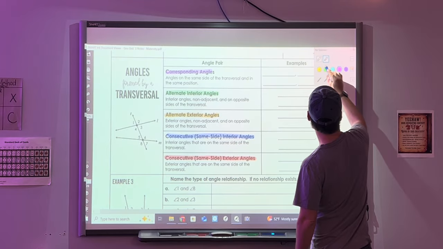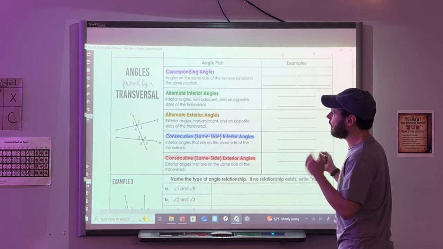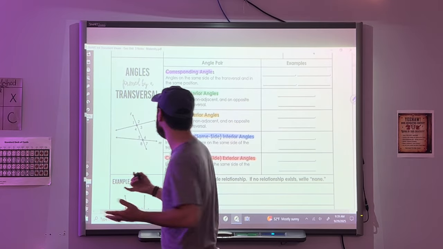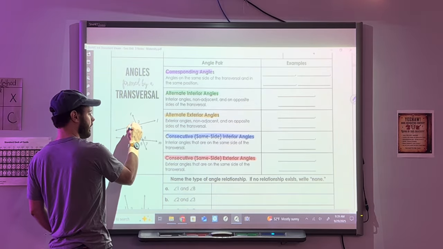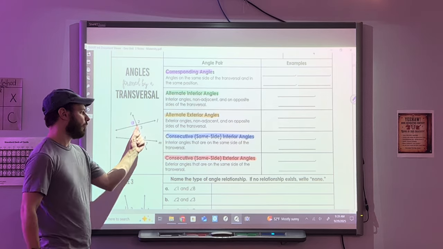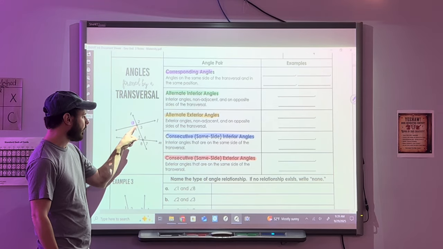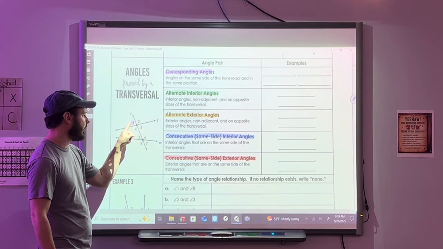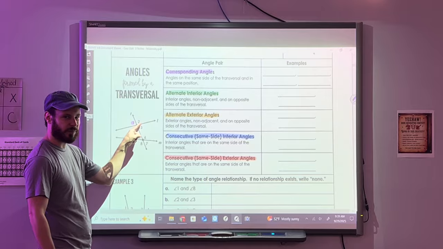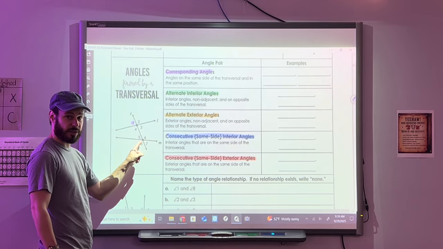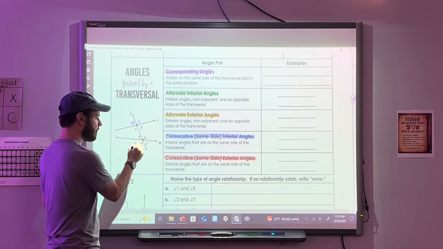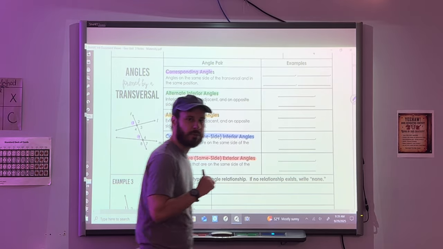Corresponding angles. Corresponding means really the same, angles that are in the same position. So what do I mean by that? Look at this cluster up here, 1, 2, 3, 4. You see how there are 4 angles made by the intersection of T and L, 4 pieces here? I have the same 4 pieces down here, but corresponding is in the same position.